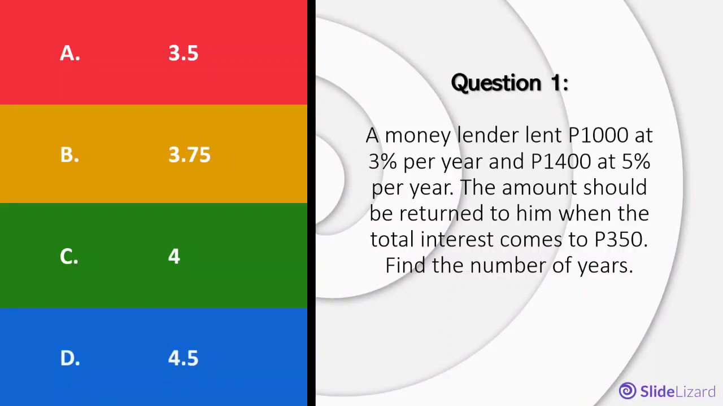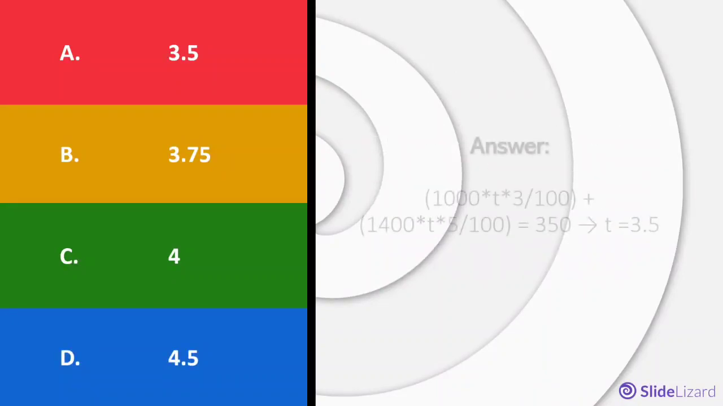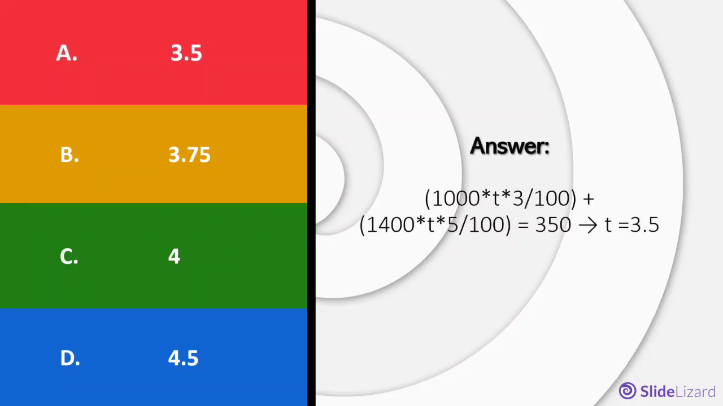Now, given this solution to the problem, the answer is 3.5. So that's letter A. Good job for those who got it correctly. Now let's move on to problem number 2.